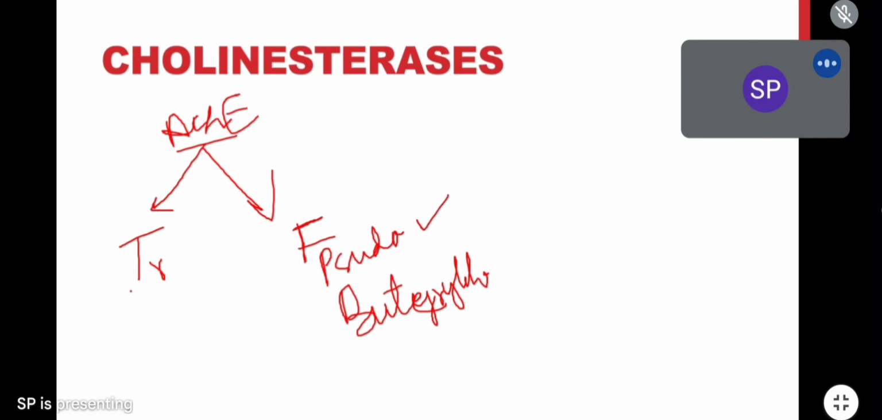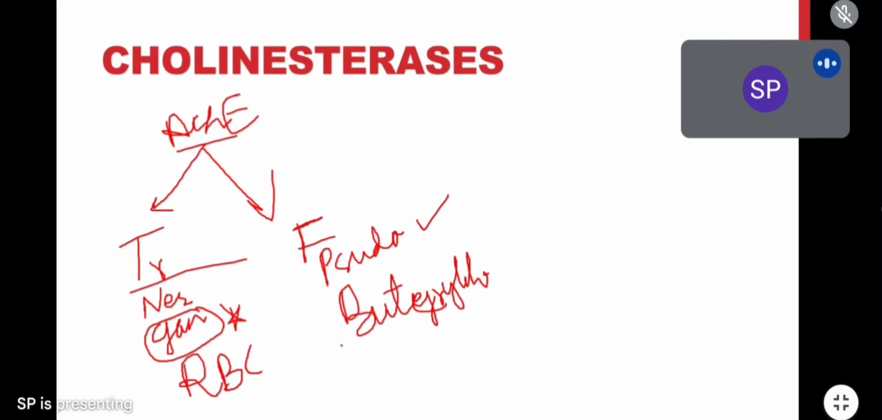Now you see, listen carefully, everyone. True acetylcholinesterase is present in the parasympathetic nerve. Remember this, right? True acetylcholinesterase is present in the parasympathetic neuron. It is present in ganglia. It is mainly present at ganglia, remember that. It is present in RBC, and it is present at the neuromuscular junction.